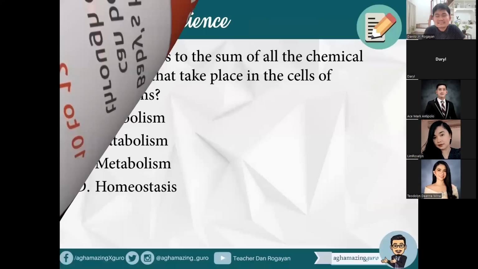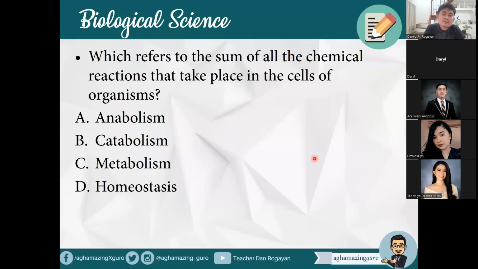Okay. So next. Which refers to the sum of all the chemical reactions that take place in the cells of an organism? Anabolism, catabolism, metabolism.